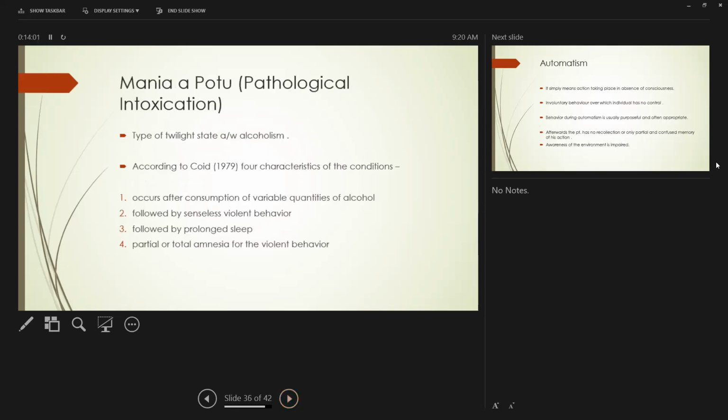Then mania a potu, pathological intoxication. It is a twilight state associated with alcoholism. According to Coid, there are 4 characteristics of this condition. There is occurrence after consumption of variable quantities of alcohol, followed by senseless violent behavior, followed by prolonged sleep, and partial or total amnesia for this violent behavior.